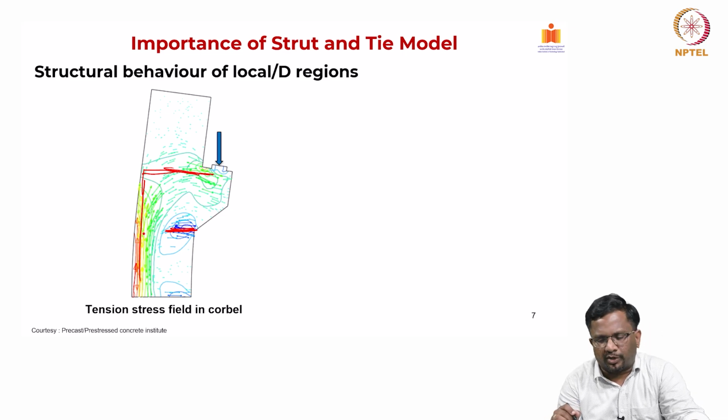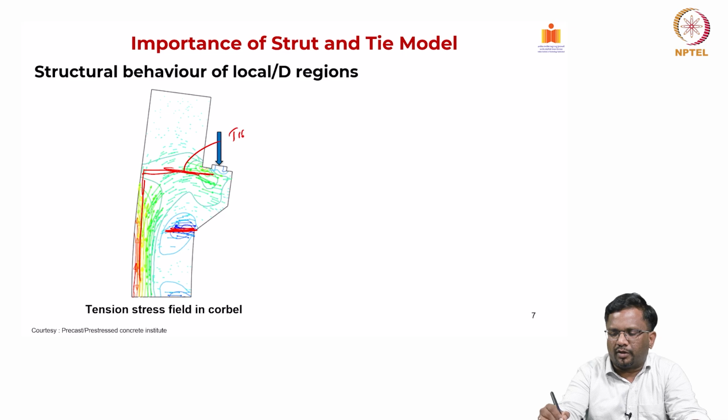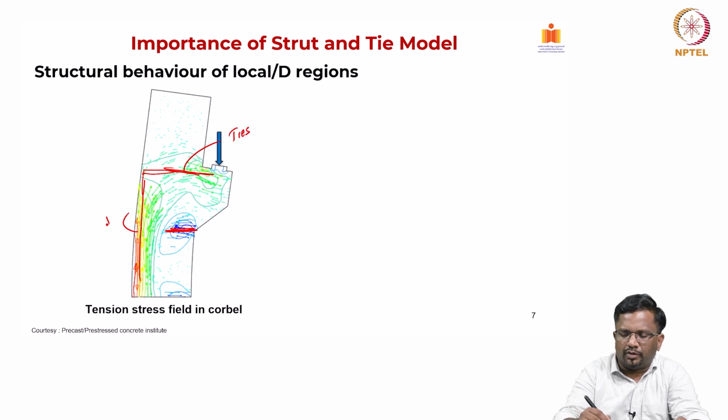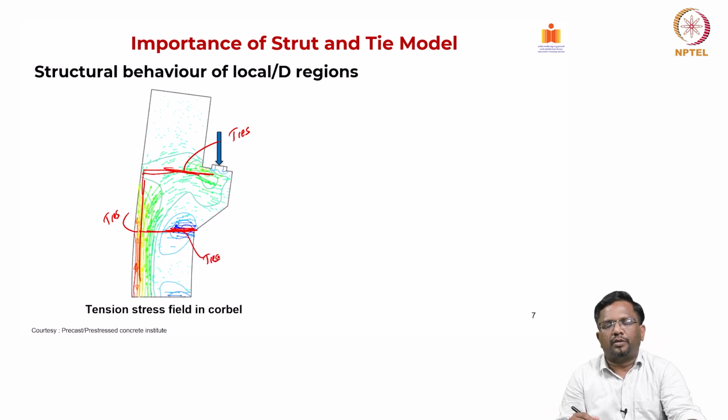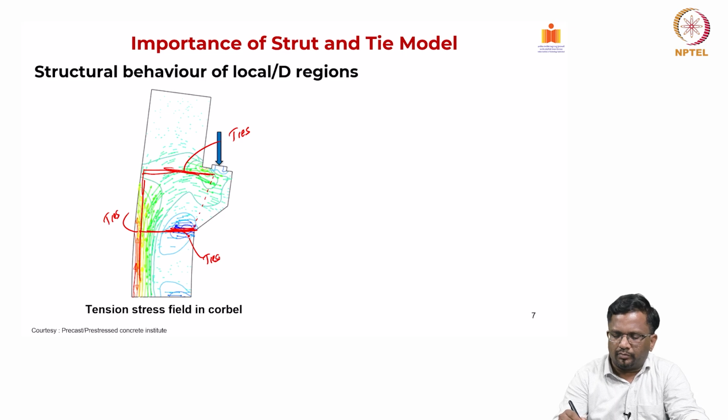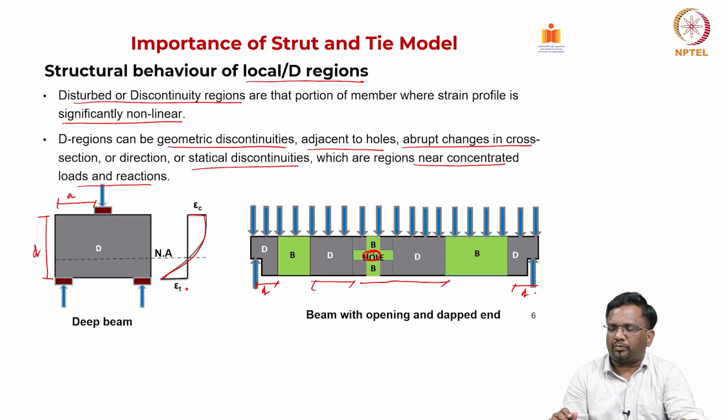We need to assume some ties. So this red color is basically where the ties are. These are all the regions. Definitely you need to have some ties, right. So on these regions, connecting them, you can have struts, right. So like this we can form.